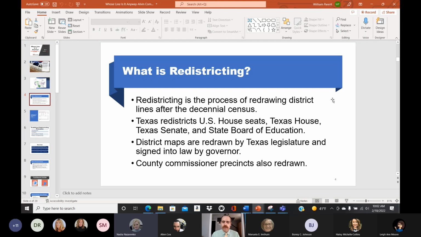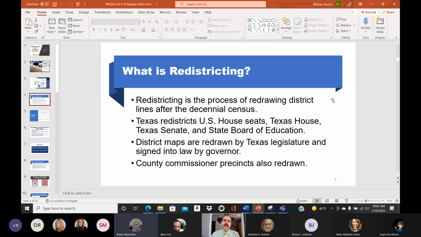So most Texans live in urban areas, and more Texans in rural counties are moving to counties such as Harris, Travis, Dallas, Tarrant, Bexar, El Paso counties, and the surrounding counties that are part of those large metropolitan areas. Texas residents, U.S. House seats, Texas Senate, and State Board of Education, these are all impacted as a result of those redrawing of district boundary lines.